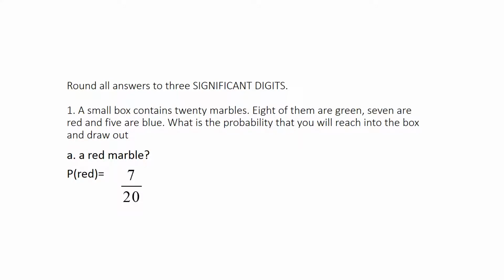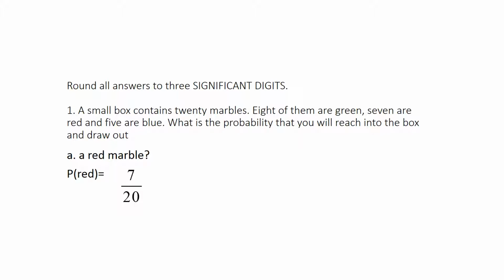In this video, I talk about the basic probability rules. You need to round all answers to 3 significant digits. Question 1: a small box contains 20 marbles. 8 of them are green, 7 are red, 5 are blue. What is the probability you will reach into the box and draw out a red marble?